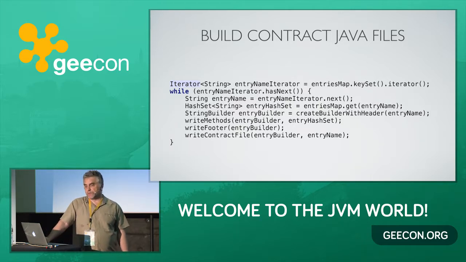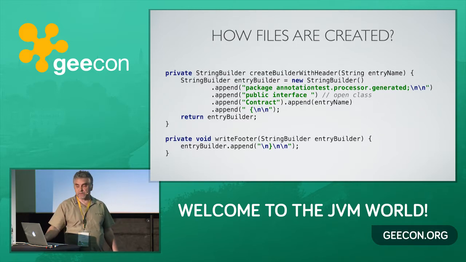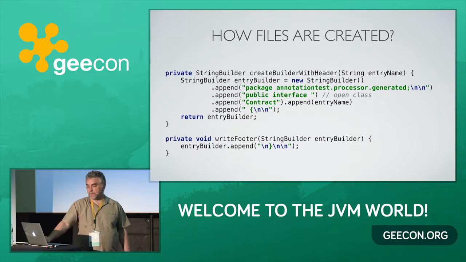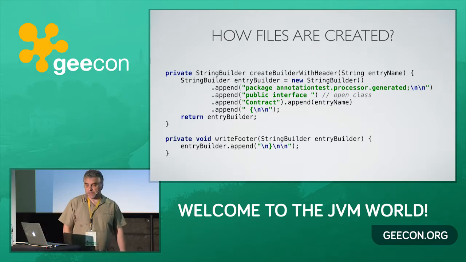Now we loop through those entries in the hash map and create a new interface for each entry and write methods. Those are high-level methods. We'll quickly look at how they look inside. It's kind of a quick and dirty implementation. You probably don't want that in production, but for our purpose, it's perfect.